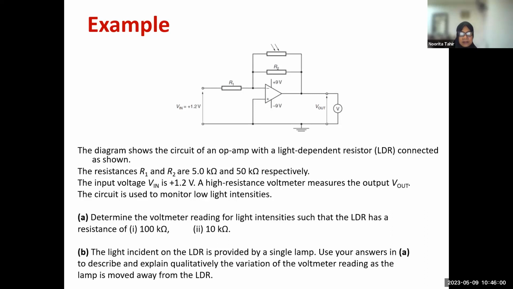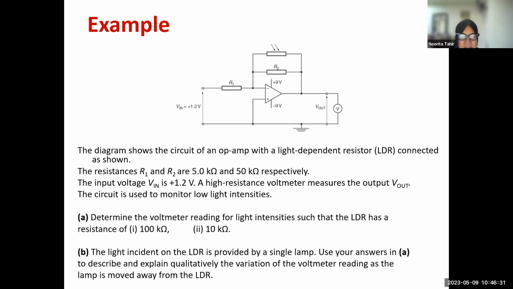And then it says that the light incident, this is actually a practical application. This is how we compute for practical usage. The light incident on the LDR is provided by a single lamp. With the answers in A, it wants you to explain how the variation of the voltmeter reading will be when the lamp moves away from the LDR.